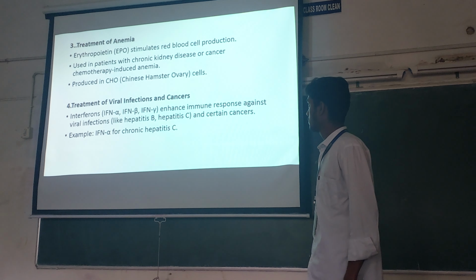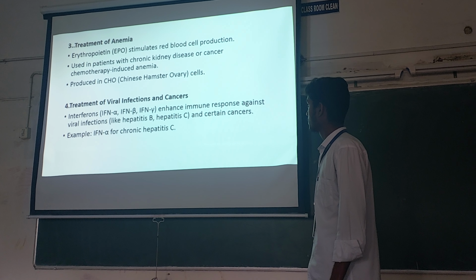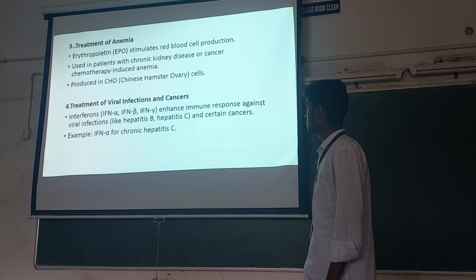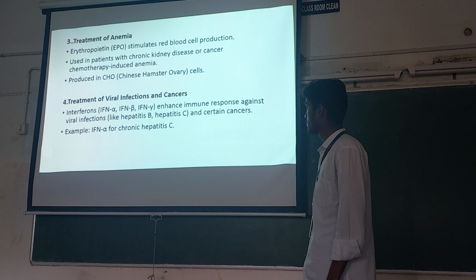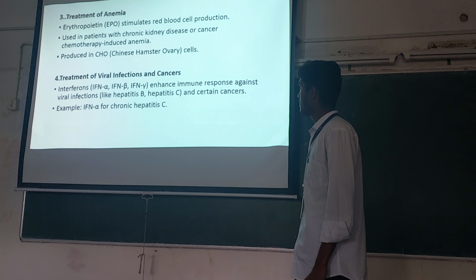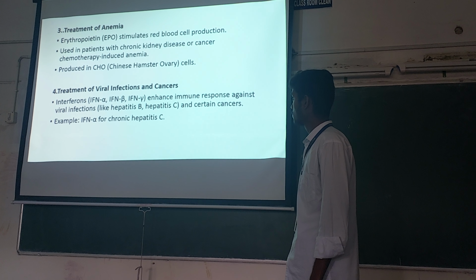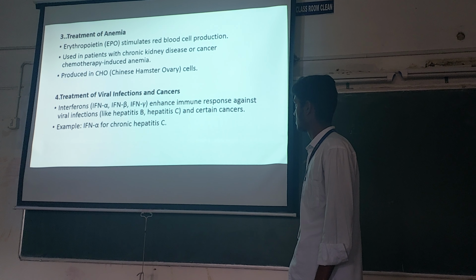Third application: treatment of anemia. Erythropoietin (EPO) stimulates red blood cell production and is used in patients with chronic kidney disease or cancer, and in chemotherapy-induced anemia. Produced in Chinese hamster ovary (CHO) cells.